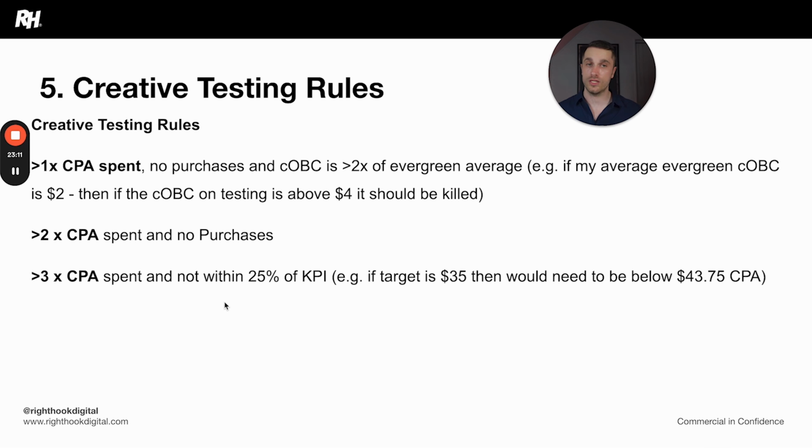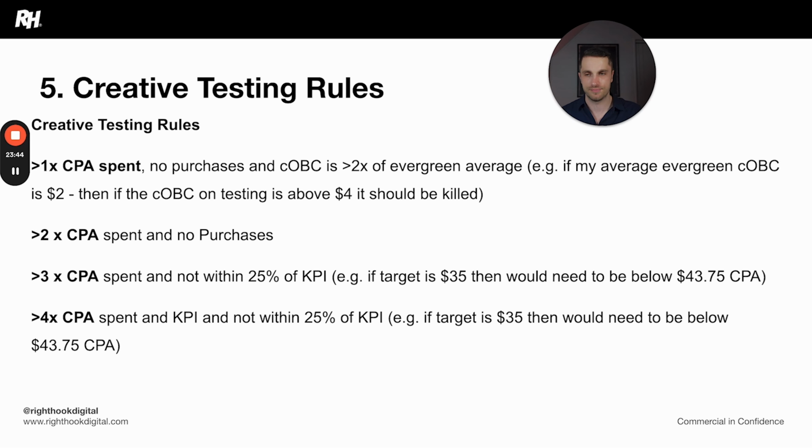If you spent 3 times your target CPA, so using that example I gave you, if you spent $90 and maybe you've had a purchase or 2 purchases, but it's not within 25% of your target, kill it. So these are our kill rules. In this example, if your target is $35, then you have to be getting purchases for around $43 to keep it on. Otherwise, you need to kill it. Because if it hasn't converted within your target at that point, we've actually done statistical correlation on this. More than likely, it's not going to happen.